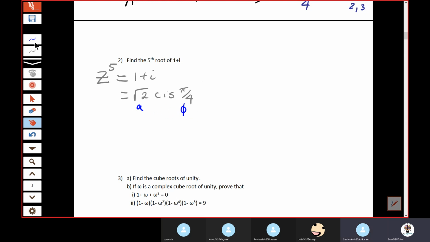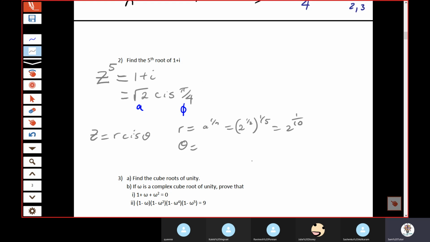Okay, continue. We want to solve for z, so z equals r cis theta. But what does r equal, and what does theta equal? r equals A to the power of 1 on n, so r equals square root 2 to the power of 1 on 5. Otherwise you're going to write root 2 and 1 on 5, and it just looks messy.